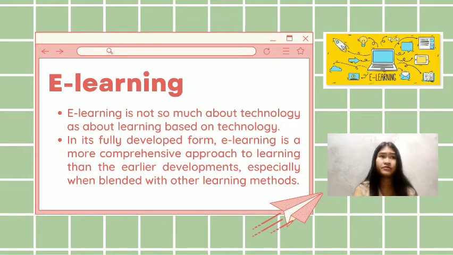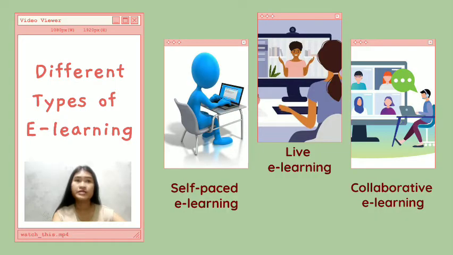There are different types of e-learning. These are the self-paced e-learning, in which the learner is using technology but is not connected to instructors or other learners at the same time. The next one is the live e-learning, in which, by the use of technology, the instructor and the learner are together at the same time but in different locations.